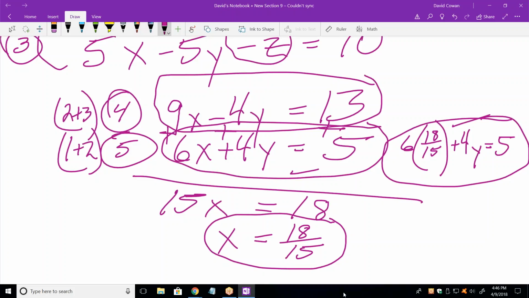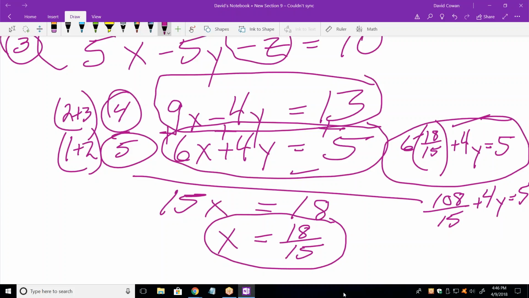I'm just confused how to solve that with the fraction. Okay, let's do it. We got 108 fifteenths plus 4y equals 5. You with me so far? I'm confused how we got 108. 6 times 18 is 108.